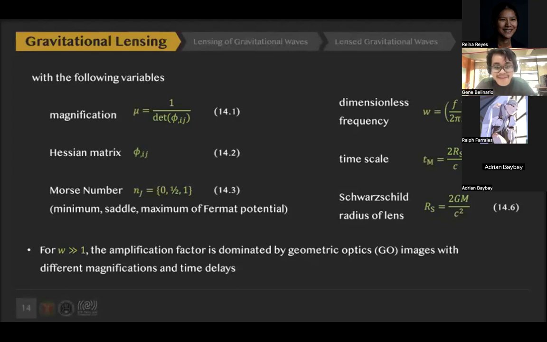time scale given by this equation, with Rs being our spatial scale. For dimensionless frequencies with values much greater than 1, the amplification factor here is dominated by geometric optics images, wherein those images will have different magnifications and time delays. Now, what do we expect to see in dense GW signals?